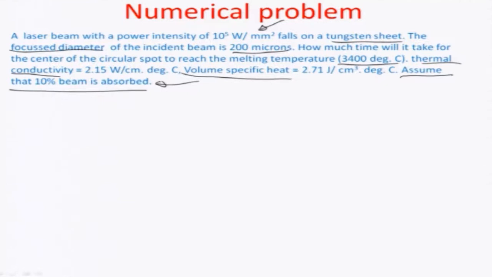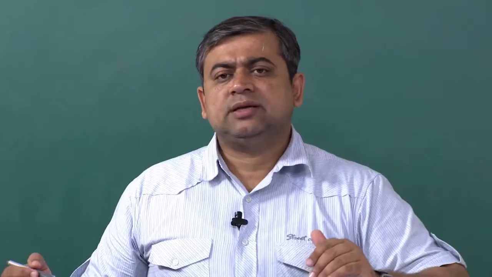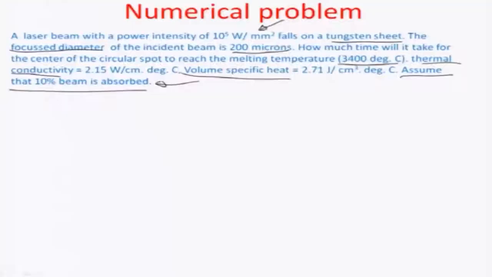So it is merely the same problem, assuming in this particular case the beam is not a semi-infinite beam, but it is actually a circular beam of diameter 200 microns. Let us see how the difference would come in terms of machining time for both the cases. So let us write down the complete equation for the temperature.